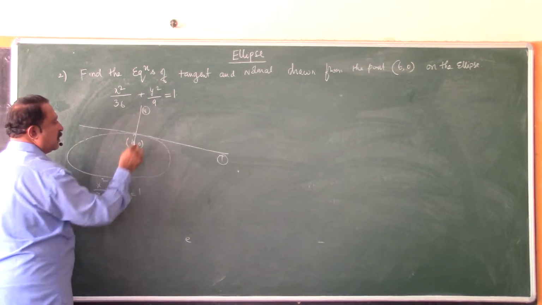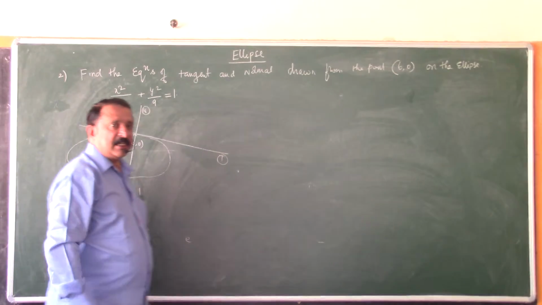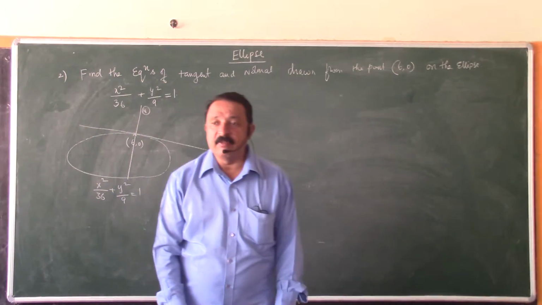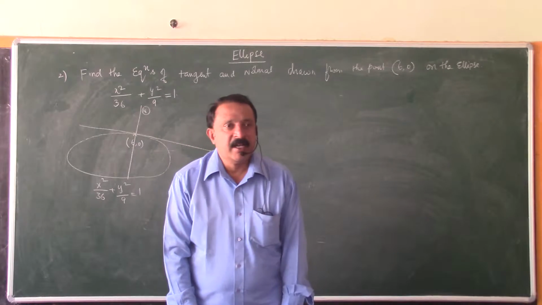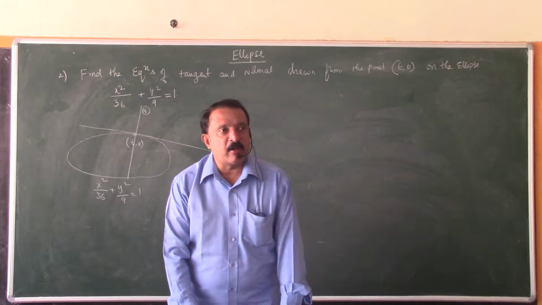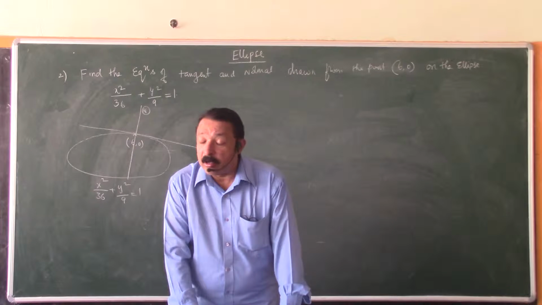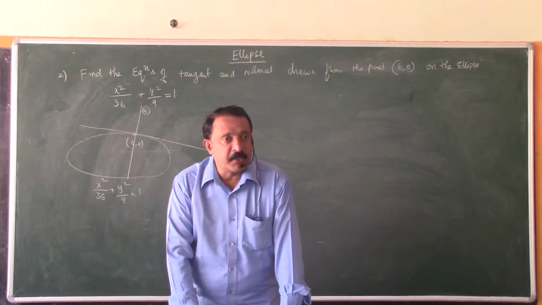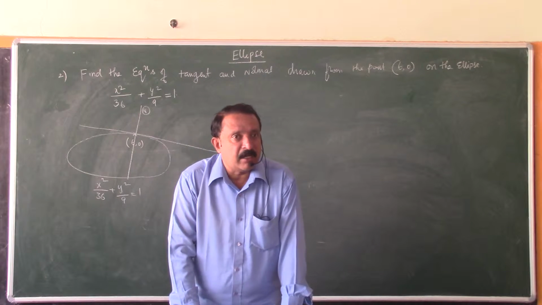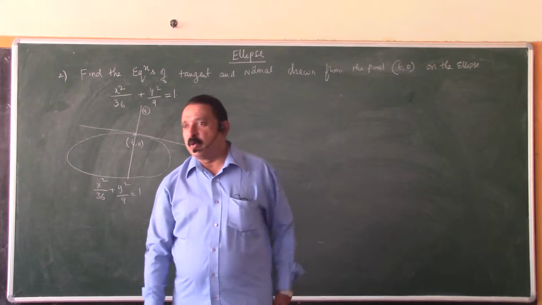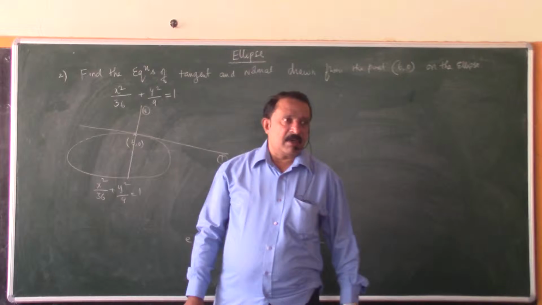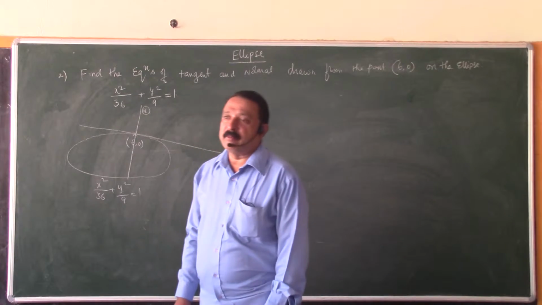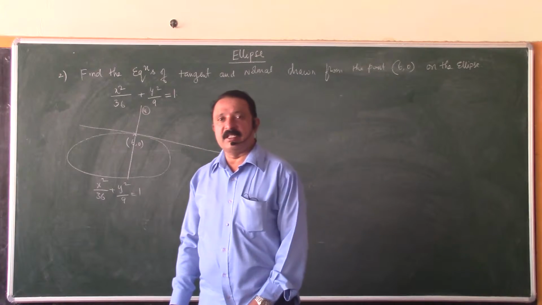You know that normal is always perpendicular to the tangent. You want to find the equations of tangent and normal to the ellipse. See, if the equation of tangent and normal are to be found for any curve, not only the ellipse, whether it is a hyperbola or a circle, whatever it is, we can use the method of calculus, differentiation.